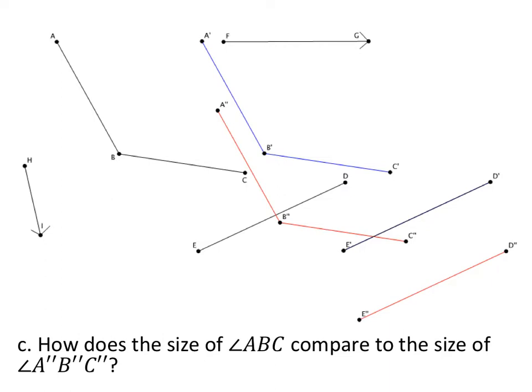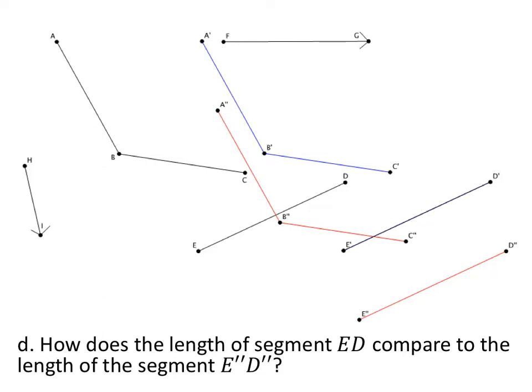How does the size of angle ABC compare to the size of angle A double prime, B double prime, C double prime? Take 30 seconds to talk about that with your partner. These two angles are going to be the same measure. I mean, we could measure those. We're not so concerned with that, specifically because of the next question. Part D, how does the length of segment ED compare to the length of segment E double prime, D double prime? Yeah, they're the same size again. Now again, the question would become why? Why are they the same size?